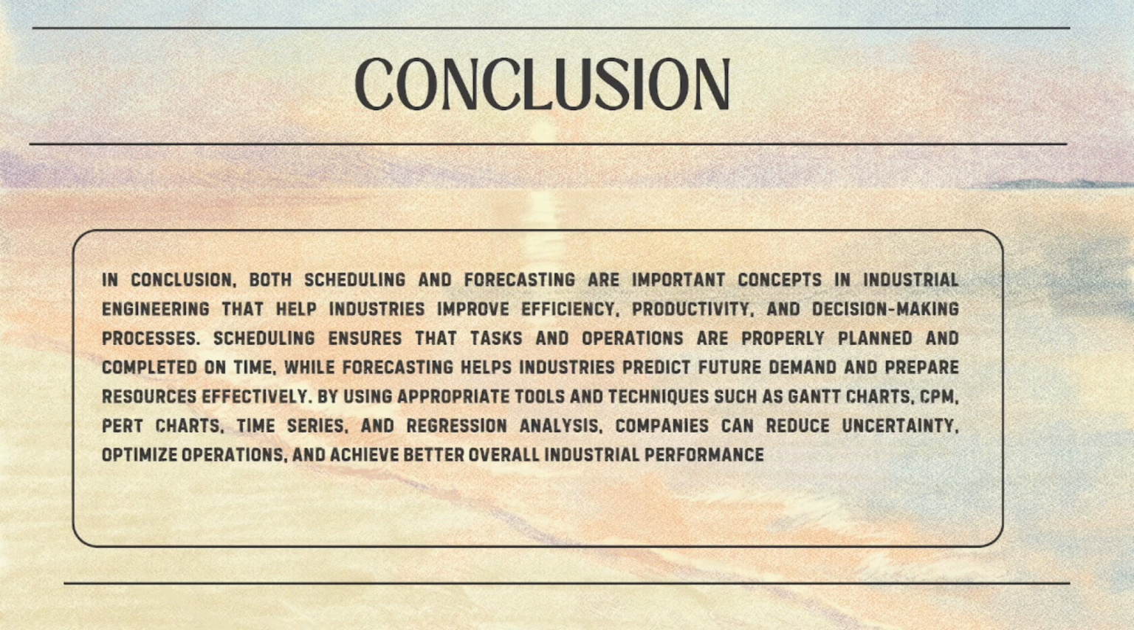For the conclusion, both scheduling and forecasting are important concepts in industrial engineering that help industries improve efficiency, productivity, and decision-making process. Scheduling ensures that tasks and operations are properly planned and completed on time, while forecasting helps industries predict future demand and prepare resources effectively. By using appropriate tools and techniques such as Gantt chart, CPM, PERT chart, time series, and regression analysis, companies can reduce uncertainty, optimize operation, and achieve better overall industry performance.